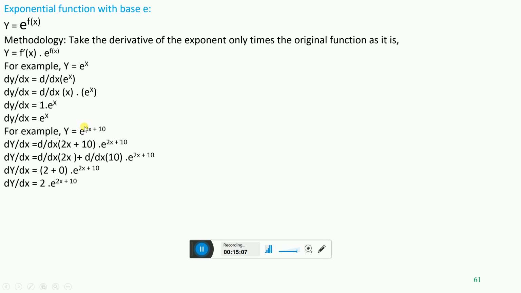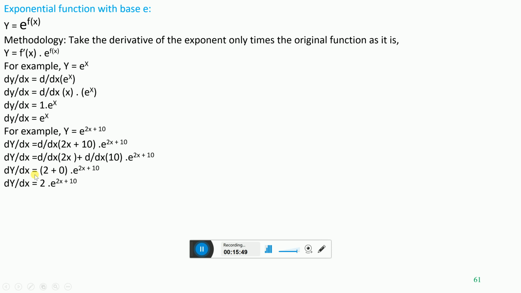2x plus 10 is actually in the power. So we take only the derivative of the exponent. I am applying the derivative symbol on the two terms 2x plus 10 which exist in the exponent, and times I am repeating the original function e raised to the power 2x plus 10 as it is. Now dy over dx is equal to, we apply the derivative on each term individually. d over dx of the first term 2x plus, d over dx of the second term 10, and times e raised to the power 2x plus 10 as it is.